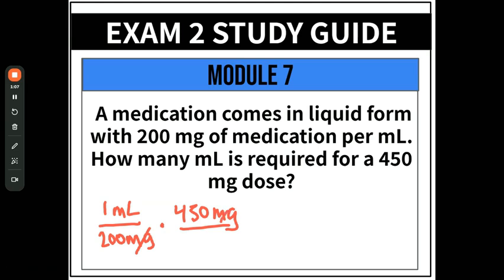That will cancel these values. And I'll do top times top and bottom times bottom. So I've got 450 on top divided by 200, which gives me 2.25, and that's going to be in milliliters.